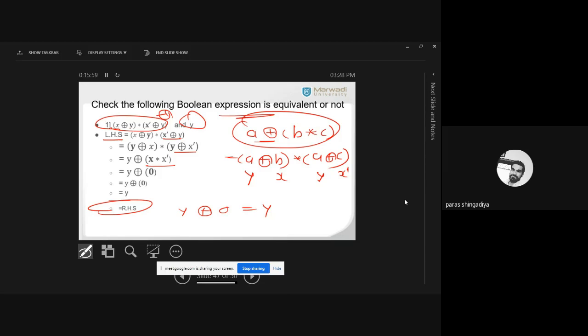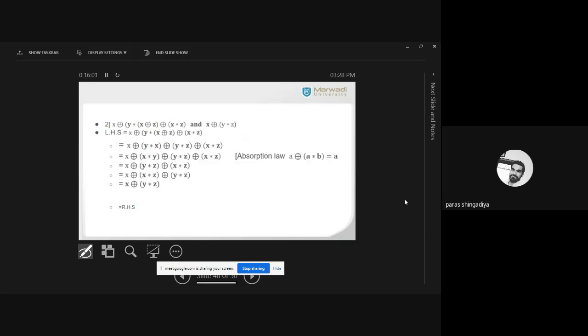Okay, nice. Another example is given here. Same procedure. Okay, the expressions are different. The first expression is given here: x ring sum y star x ring sum z ring sum x star z, and you have to prove x ring sum y star z. Okay, so let's start.